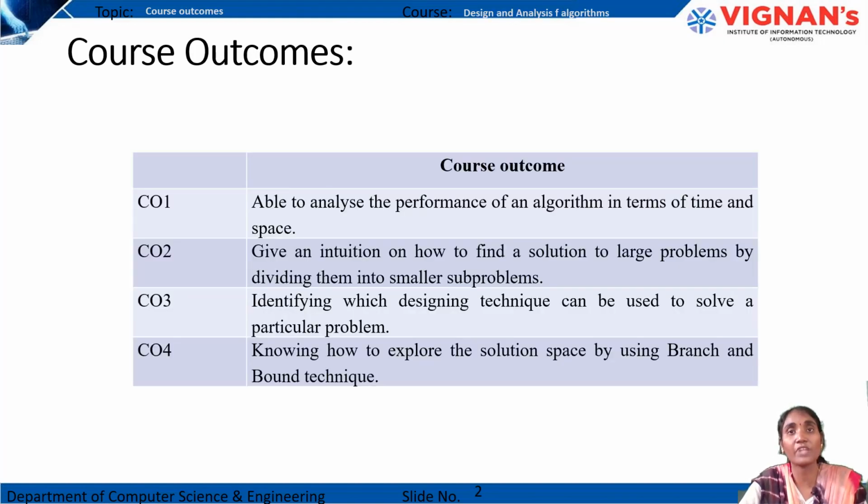Now course outcomes. Outcomes means what a student is able to do after completion of this course. After completion, a student can analyze the performance of an algorithm in terms of time as well as space complexity, and also find the solution for larger problems. How to find the solution for larger problems? He divides the given problem into smaller sub-problems such that each sub-problem gets solved, and after that we integrate all the smaller sub-problem solutions to get the overall solution for the given problem.